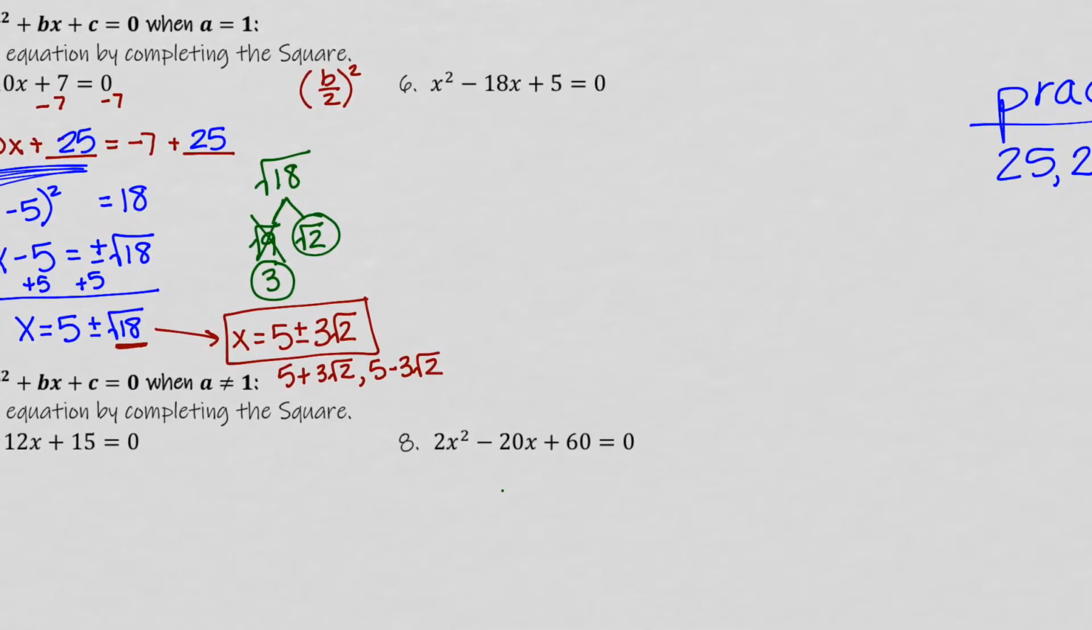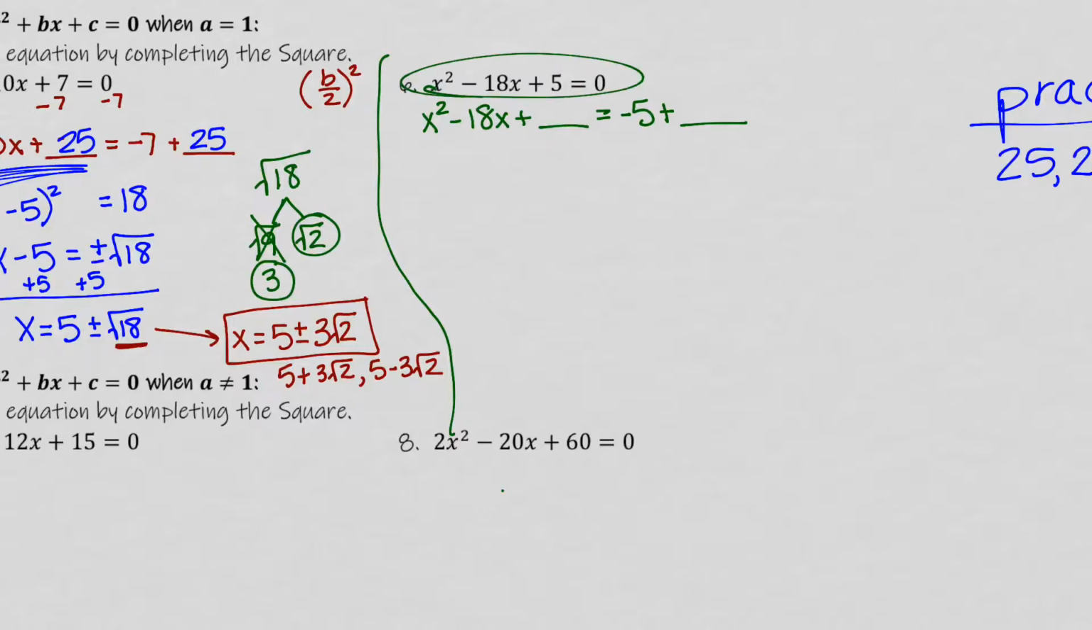All right, number 6, let's give it a try. Let me kind of separate my problems here. So I need to get my constant to the other side. So I have x squared minus 18x plus something I don't know is going to equal, now I had to subtract the 5 to move it, so it's minus 5 plus a number I don't know. Okay, so right now, before I put any plus on both sides, it's the same thing there. I just moved the 5 to the other side by subtracting it.